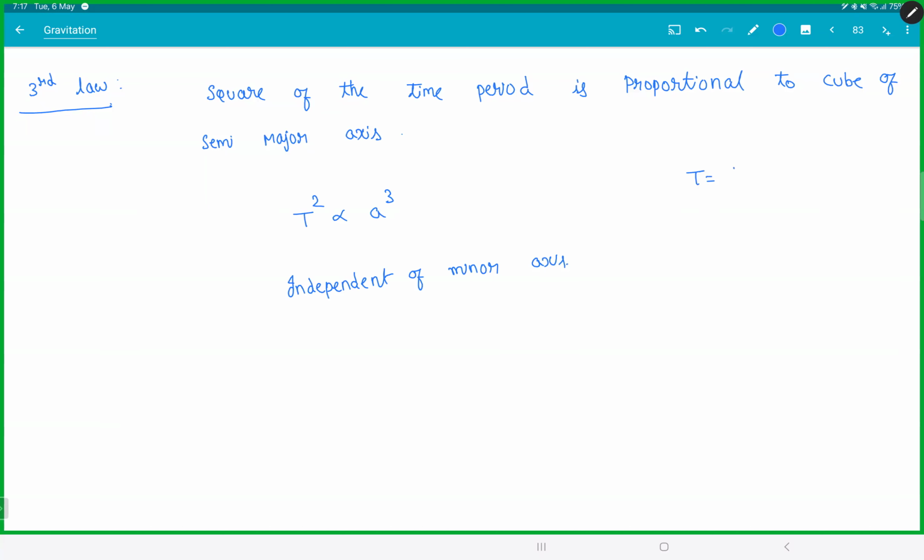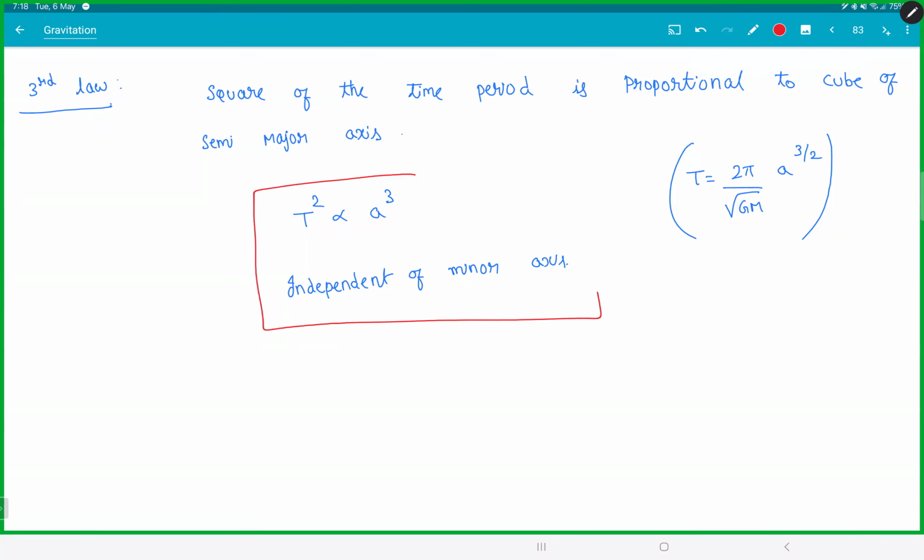So the actual formula is T equals 2 pi root over GM, a to the power 3 by 2. If you make a equal to r, it becomes a circular orbit. Clear with this?